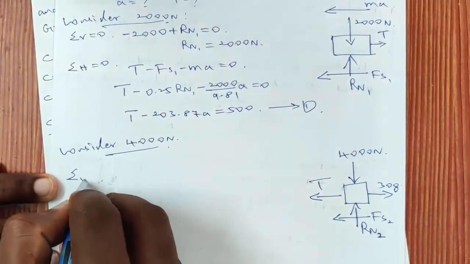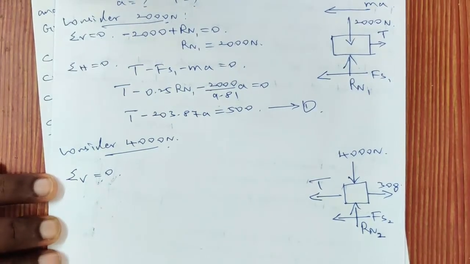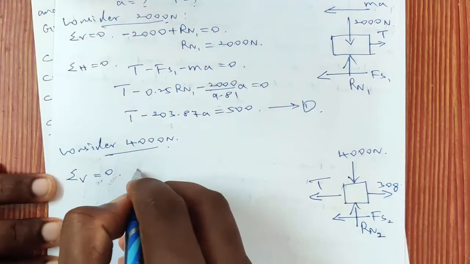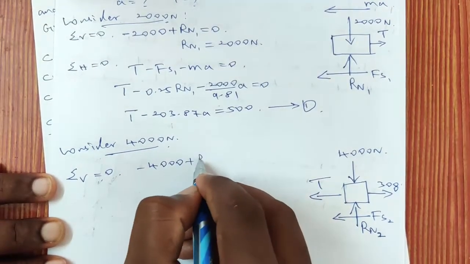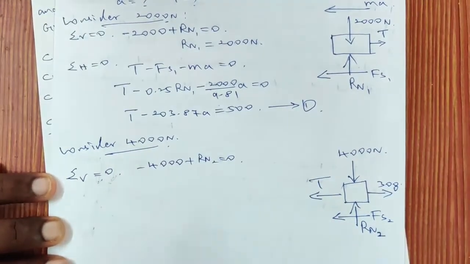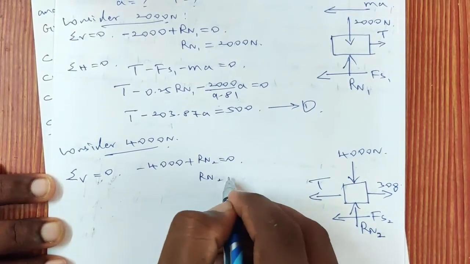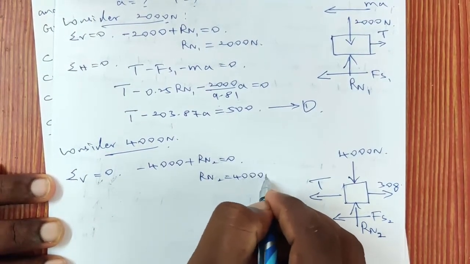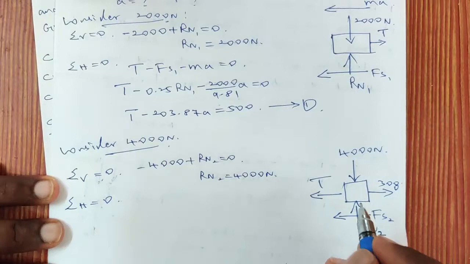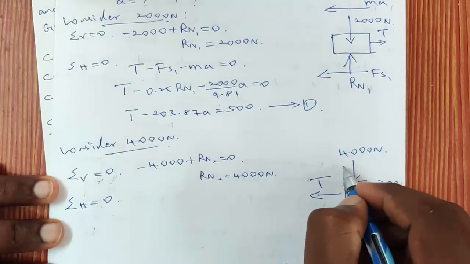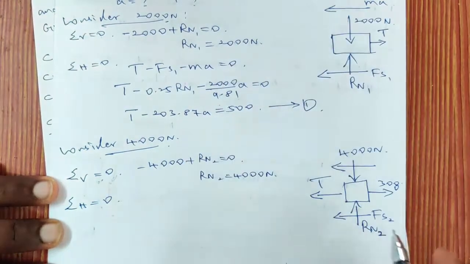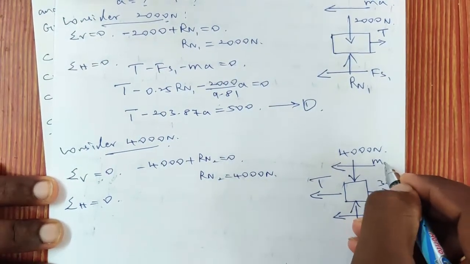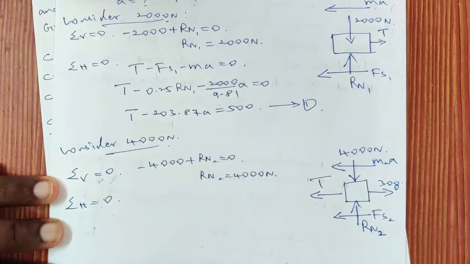So now we'll write the equilibrium equations. First, summation of vertical forces is equal to 0. The 4000 is acting in the downward direction, so minus 4000 plus Rn2 is equal to 0. Further, Rn2 is equal to 4000 Newton. So in this block, since the block is moving towards right side direction, the inertial force M2A is acting in the opposite direction, that is left side direction.